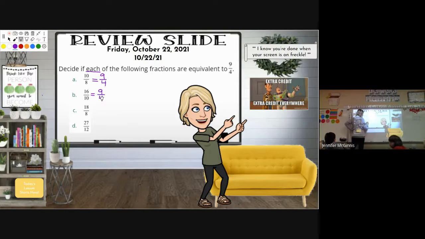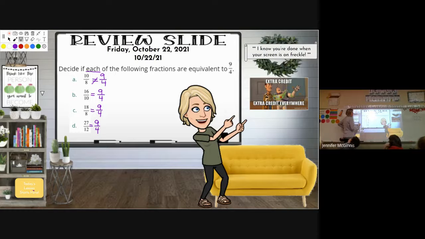Who is going to share for letter A? Go ahead and get started. 10/8 is not equivalent to 9/4 because they don't line up on the number line. They do not line up on a number line. That's good. How else, with some sort of operation, can we explain this? Like you can put a mark through the equal. Okay. Good.